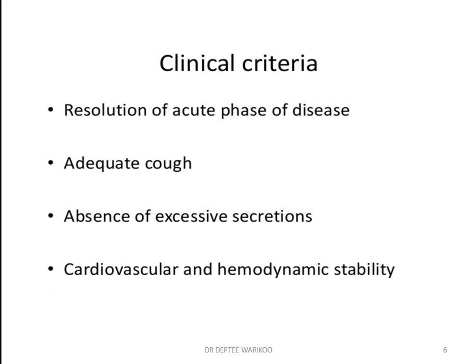So what are the clinical criteria? Clinical criteria are resolution of the acute phase of the disease, adequate cough, absence of excessive secretions, and cardiovascular and hemodynamic stability. So these are the clinical criteria.